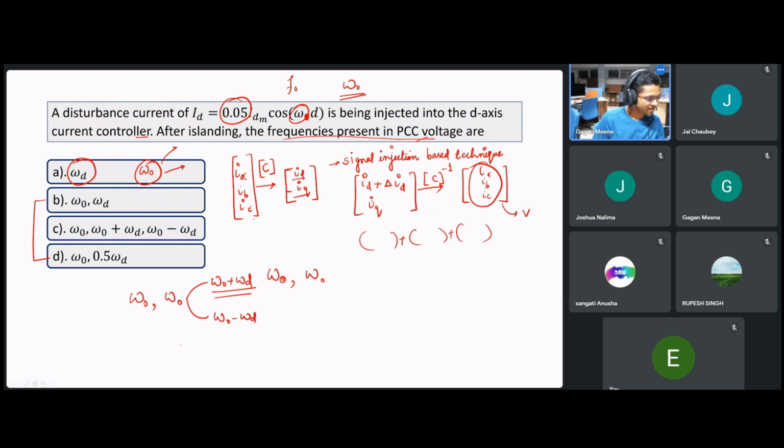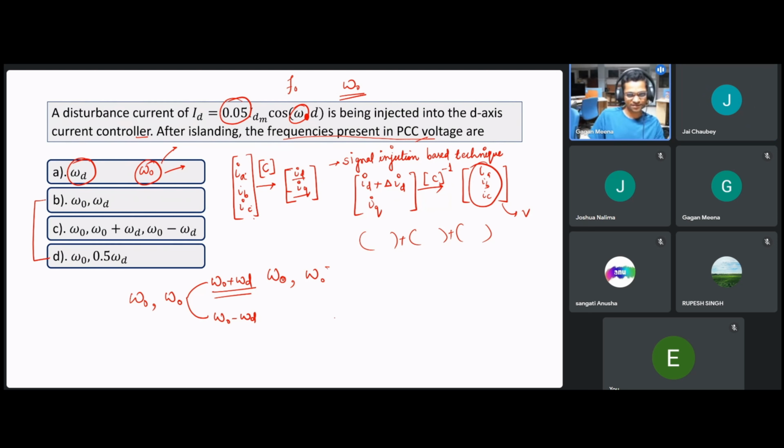Is there any doubt? Jay, is this clear? Yes, it's clear, but I'm forgetting some expressions. That's why I'm not speaking. So please conclude. Yeah, no problem.